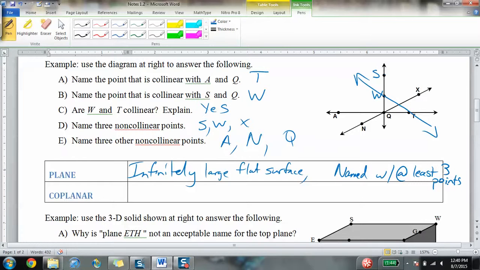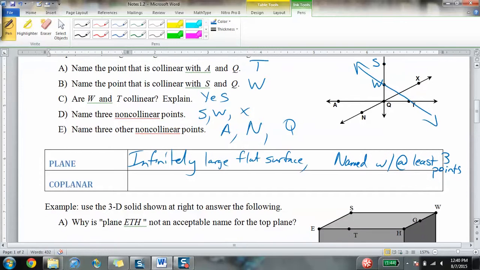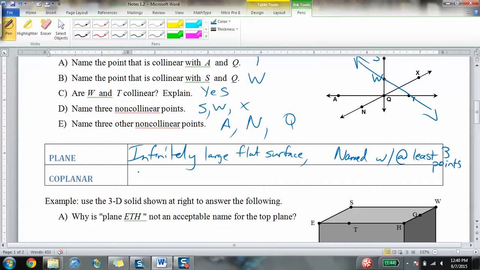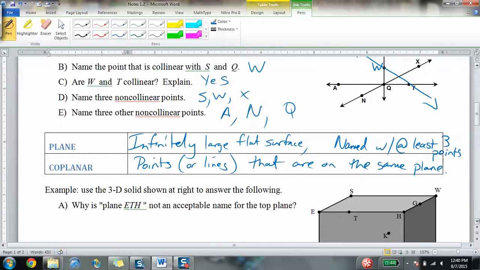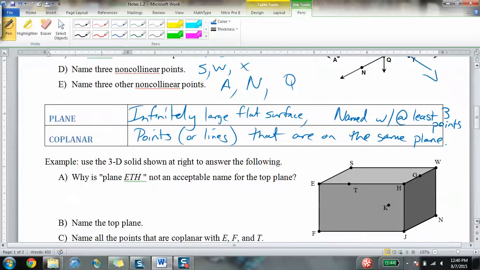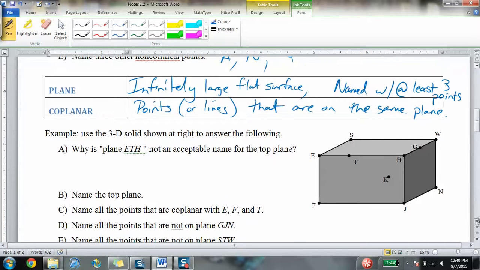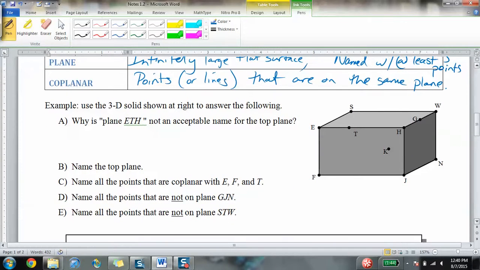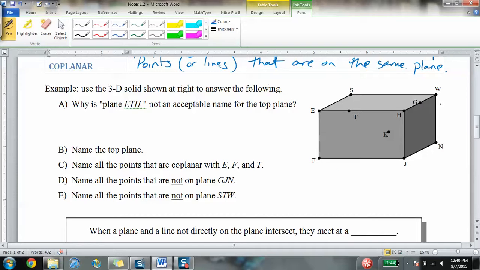So coplanar, just like collinear, coplanar means points or lines that are on the same plane. So examples down here to see what we're talking about. We have a 3D figure here, a 3D box. So technically there are 6 planes in this box. There's a front, a back, a top and a bottom, and a left and a right side.